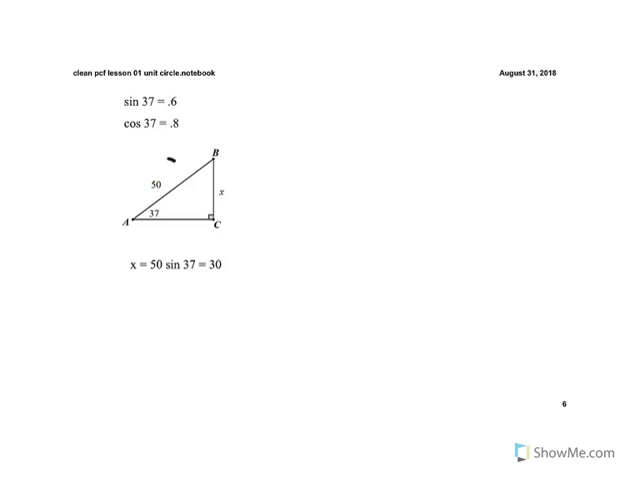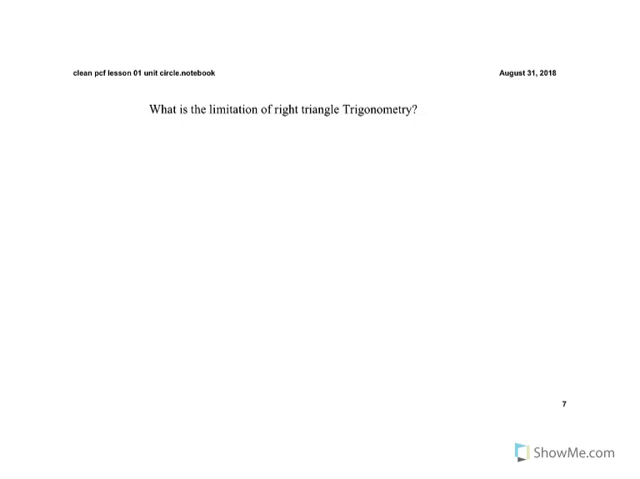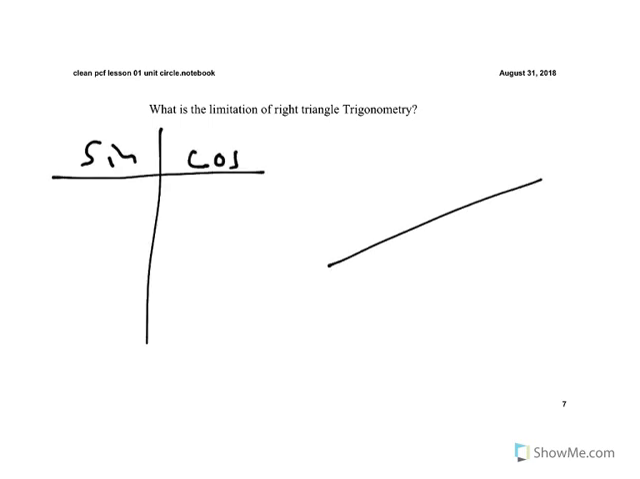And here's a question where the hypotenuse is 50, so the opposite side is going to be 50 times sine 37, which is 50 times 0.6, which is 30. Now, right triangle, so if we have a trig table that has all the values for sine and cosine, we're able to answer questions like this, if we need to know this side or this side.